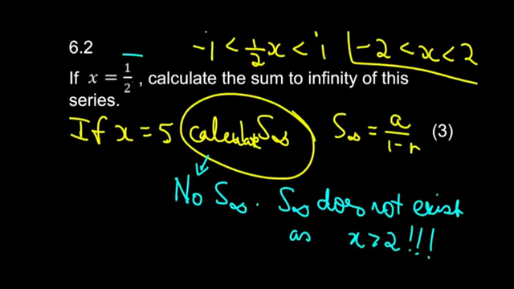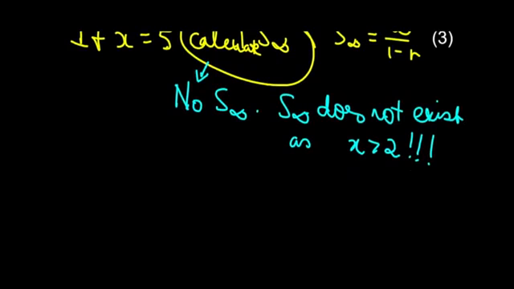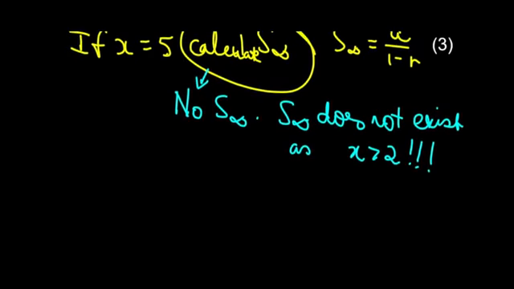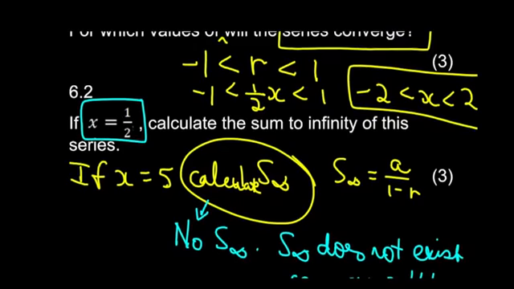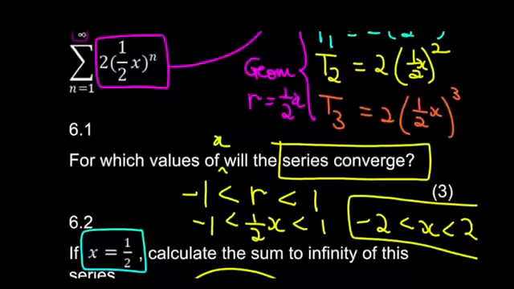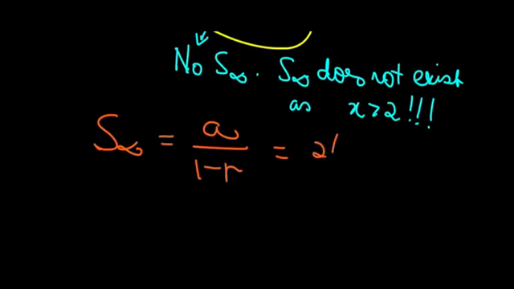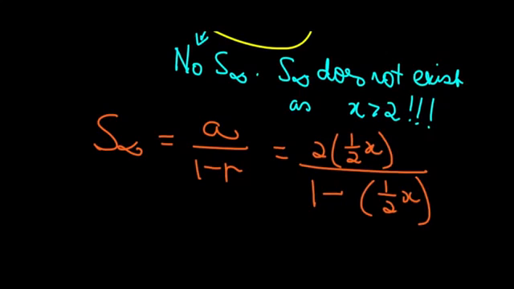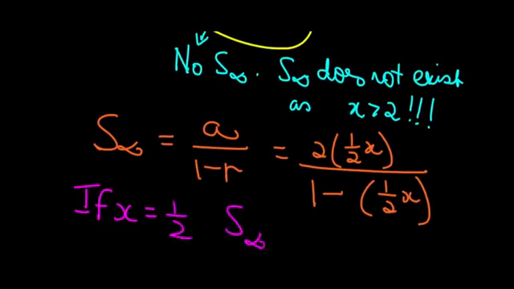So the fact that they're giving me a half, I'm happy to calculate the sum to infinity. So the sum to infinity is equal to a over 1 minus r, and our a is, we've found out already, 2 times a half x, and our ratio is 1 minus a half x. And they've said if x is a half.